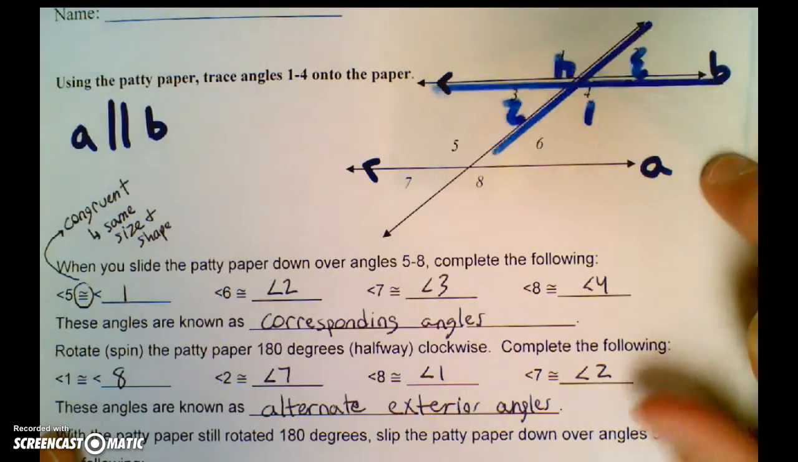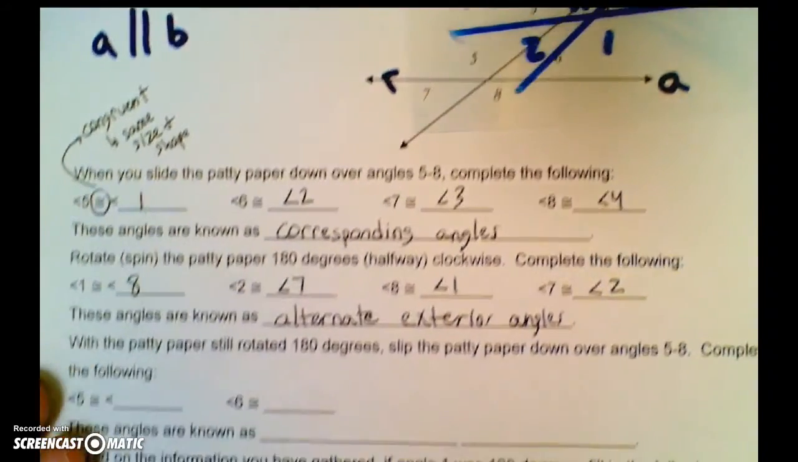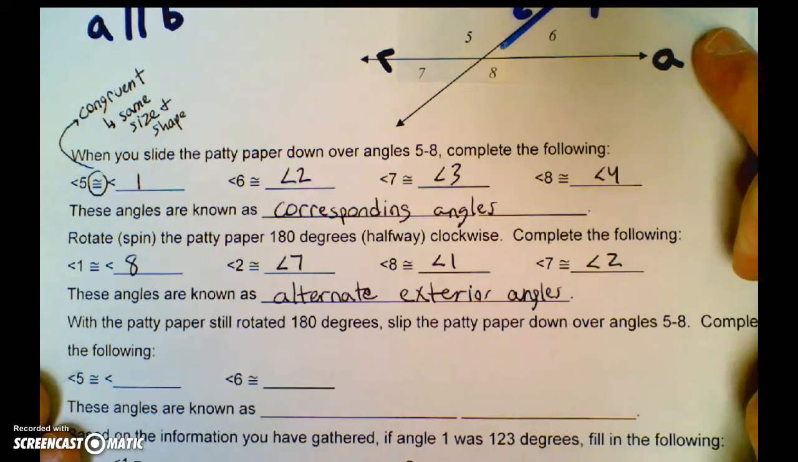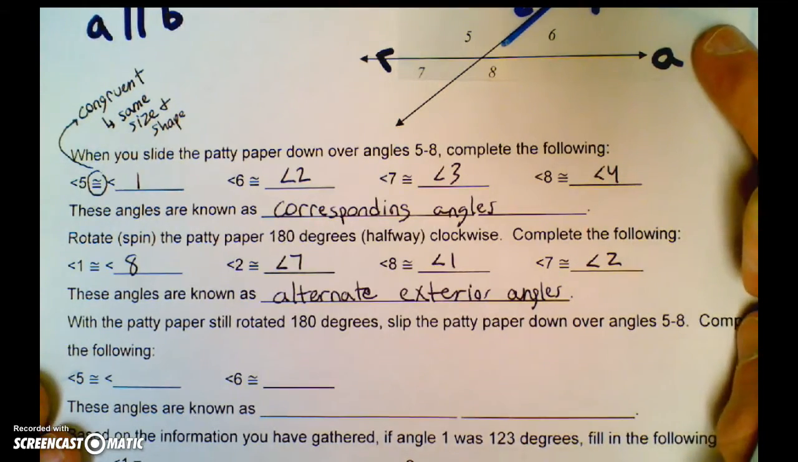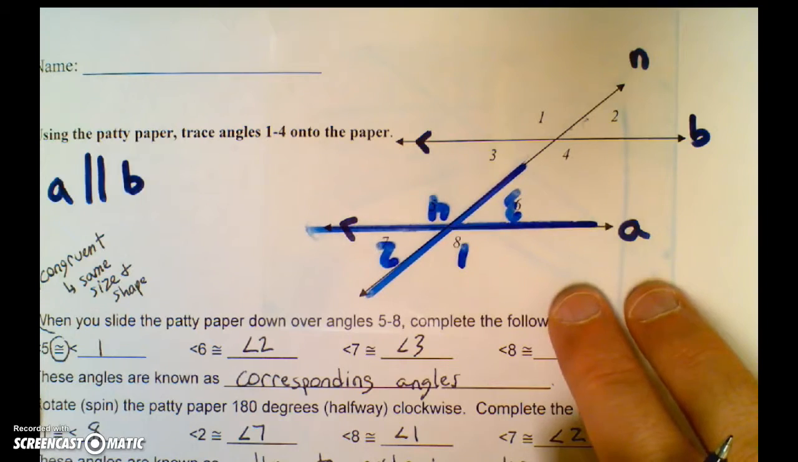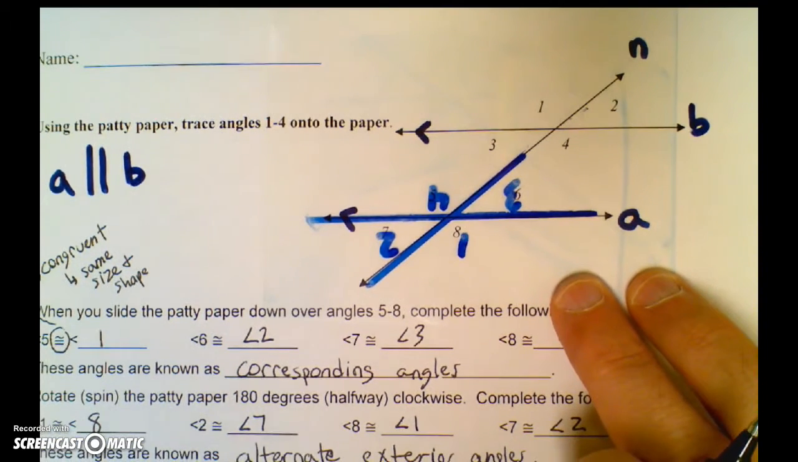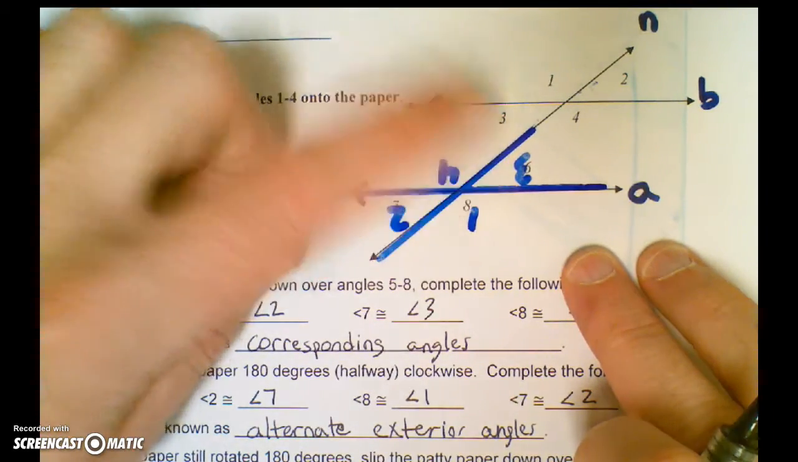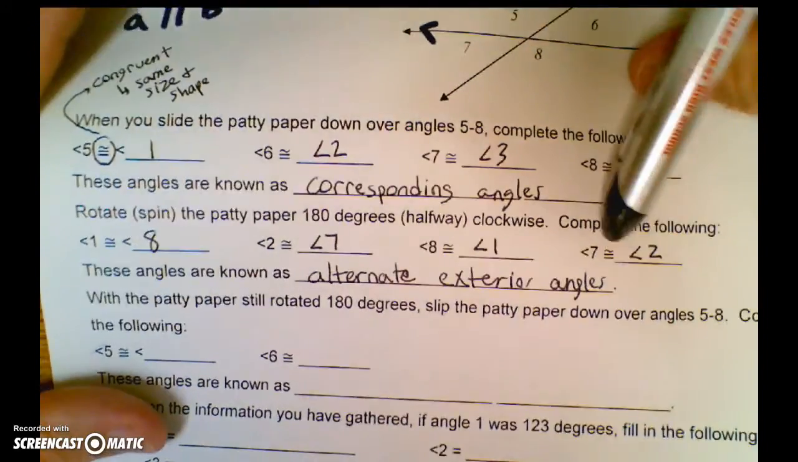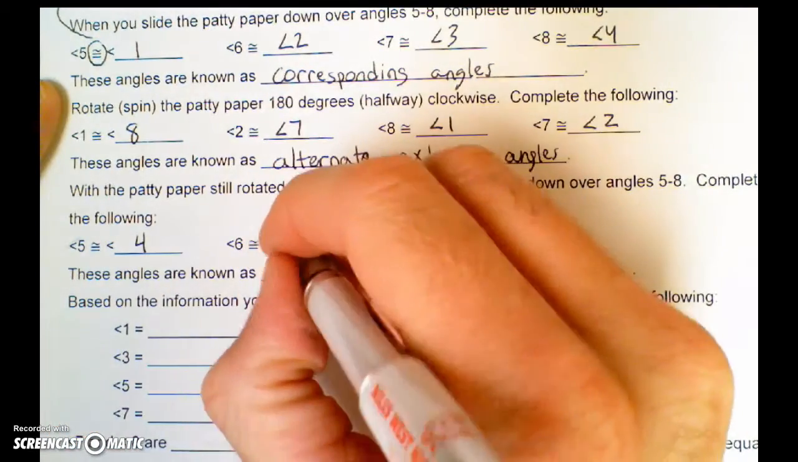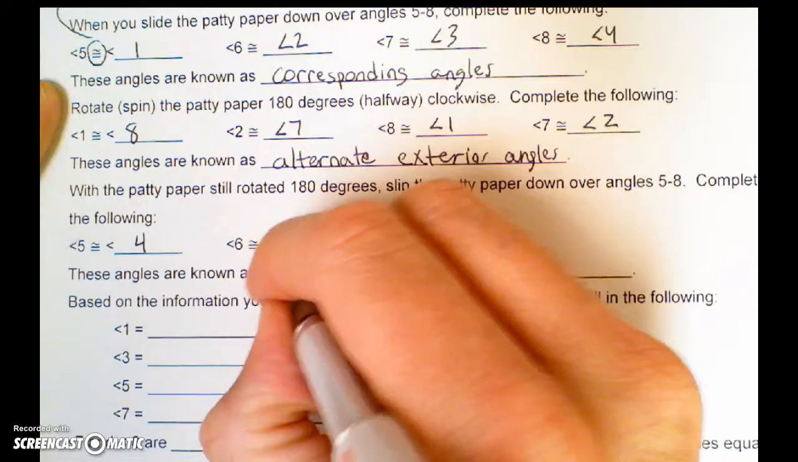Using the patty paper in the position that they left us with, it says, slip the patty paper down over angles 5 through 8 and then complete the following. So if I slide my patty paper from the position it was in when we just left it down over 5 and 8, what do I notice happening? It's asking me about angle 5 and angle 6. So angle 5 is matching up with angle 4 and angle 6 is matching up with angle 3. So angle 5 is congruent to angle 4 and angle 6 is congruent to angle 3. And remember, these are alternate interior angles.